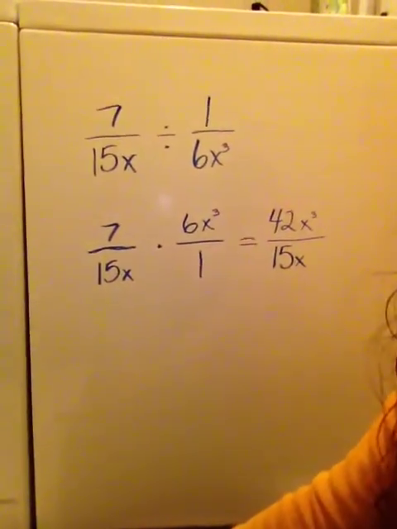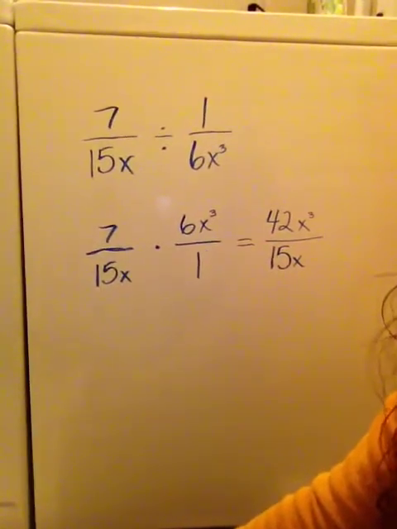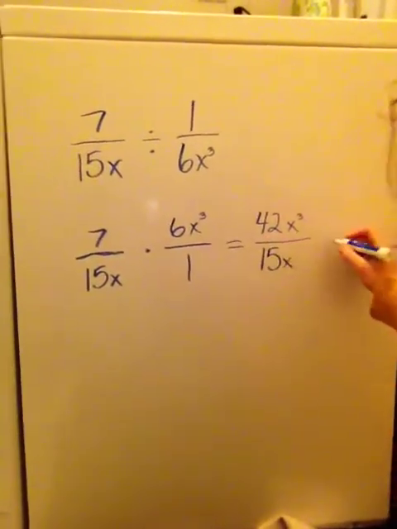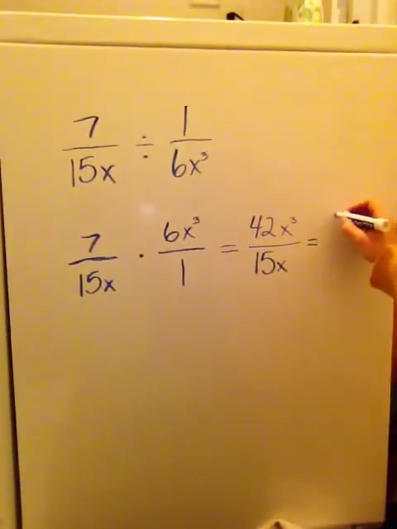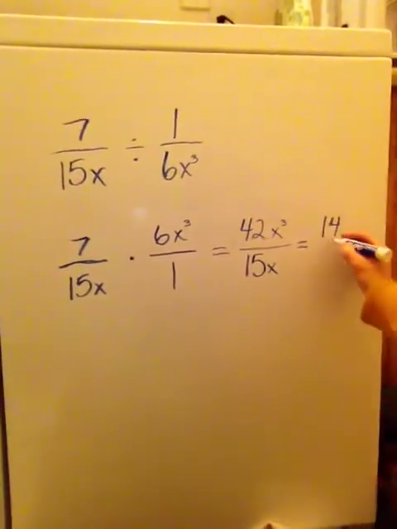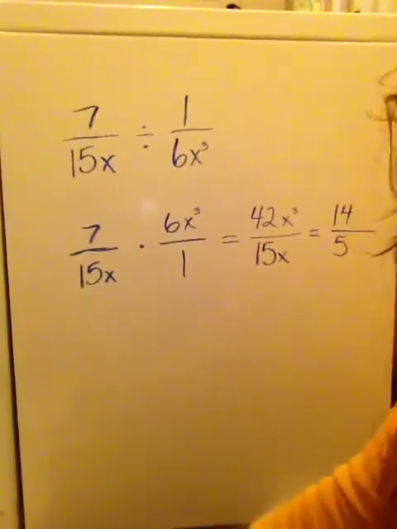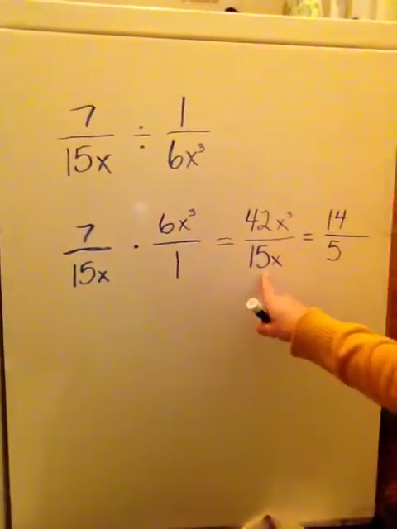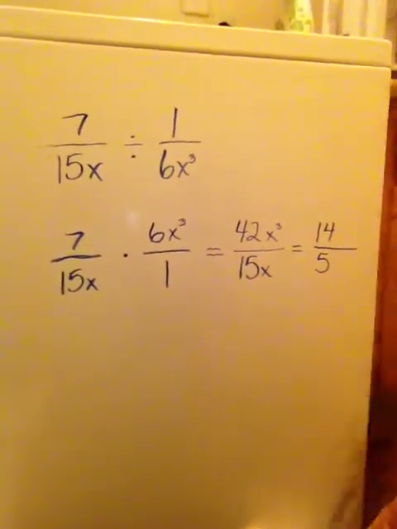Now you need to reduce your fractions. What will go into 15 that will also go into 42? I happen to know that 3 will. So I divide 3 into 42 and I get 14. You can do that out to the side if you don't know. And divide 3 into 15 and I get 5. You could do the trick: 4 plus 2 is 6, 1 plus 5 is 6, and 3 goes into 6, so you know 3 will go into both of them.